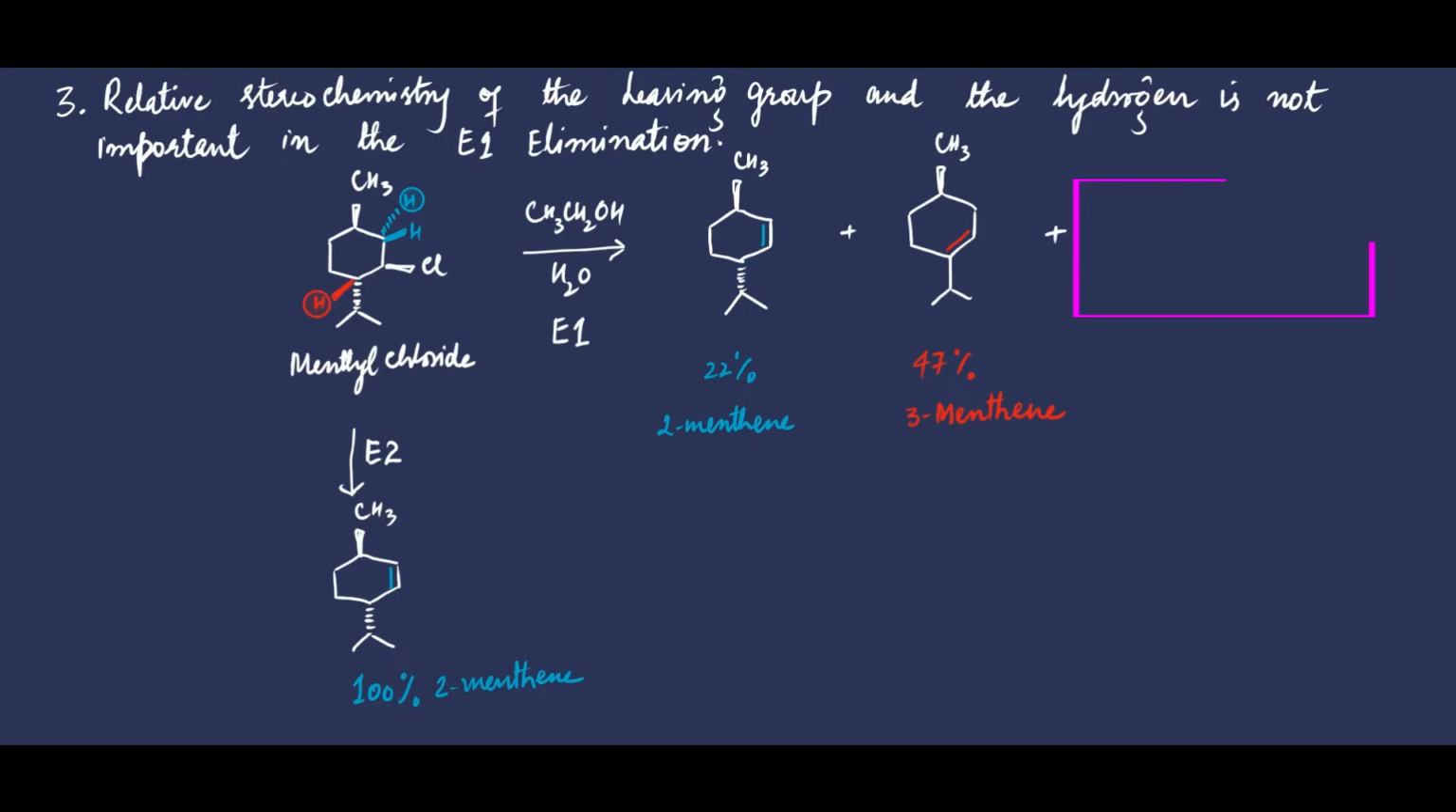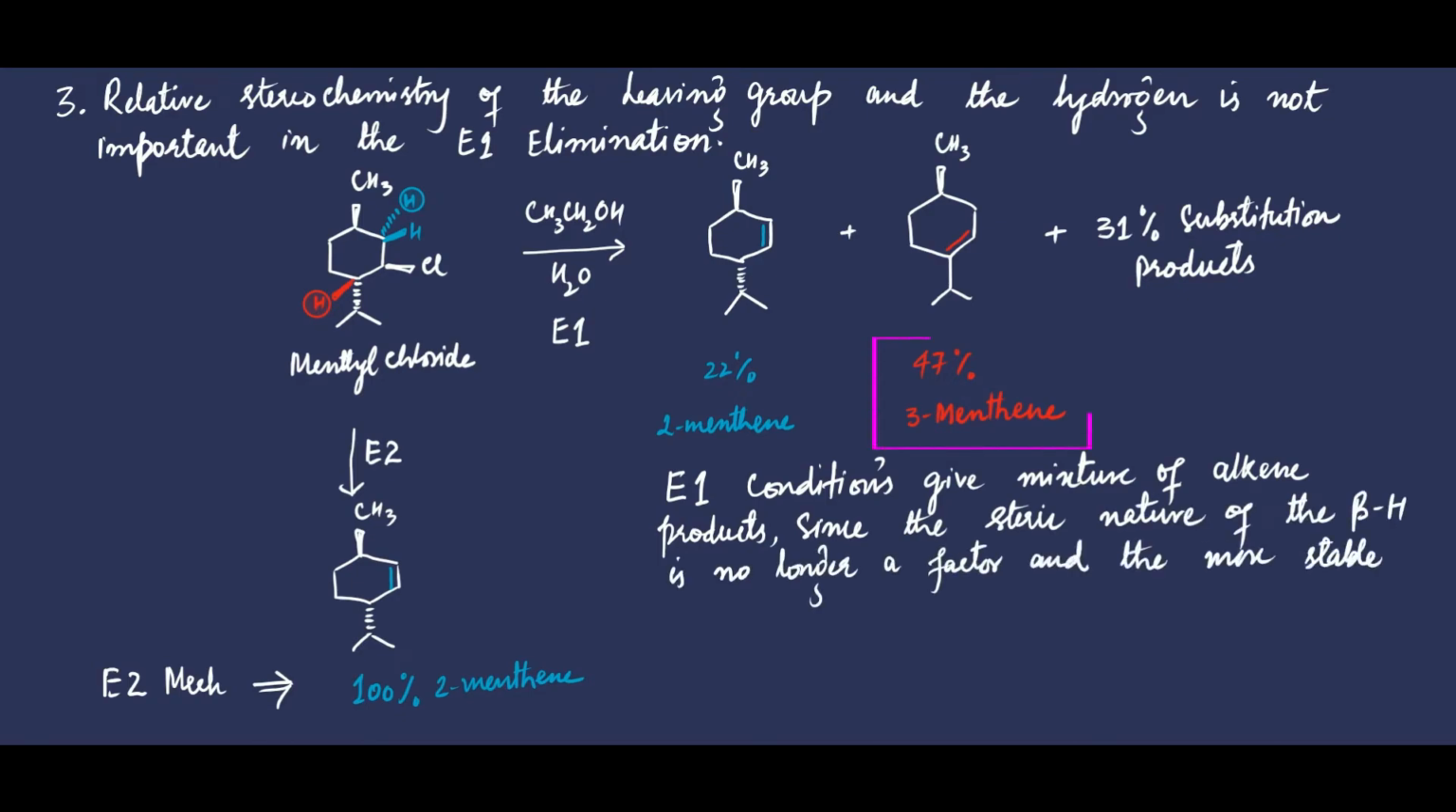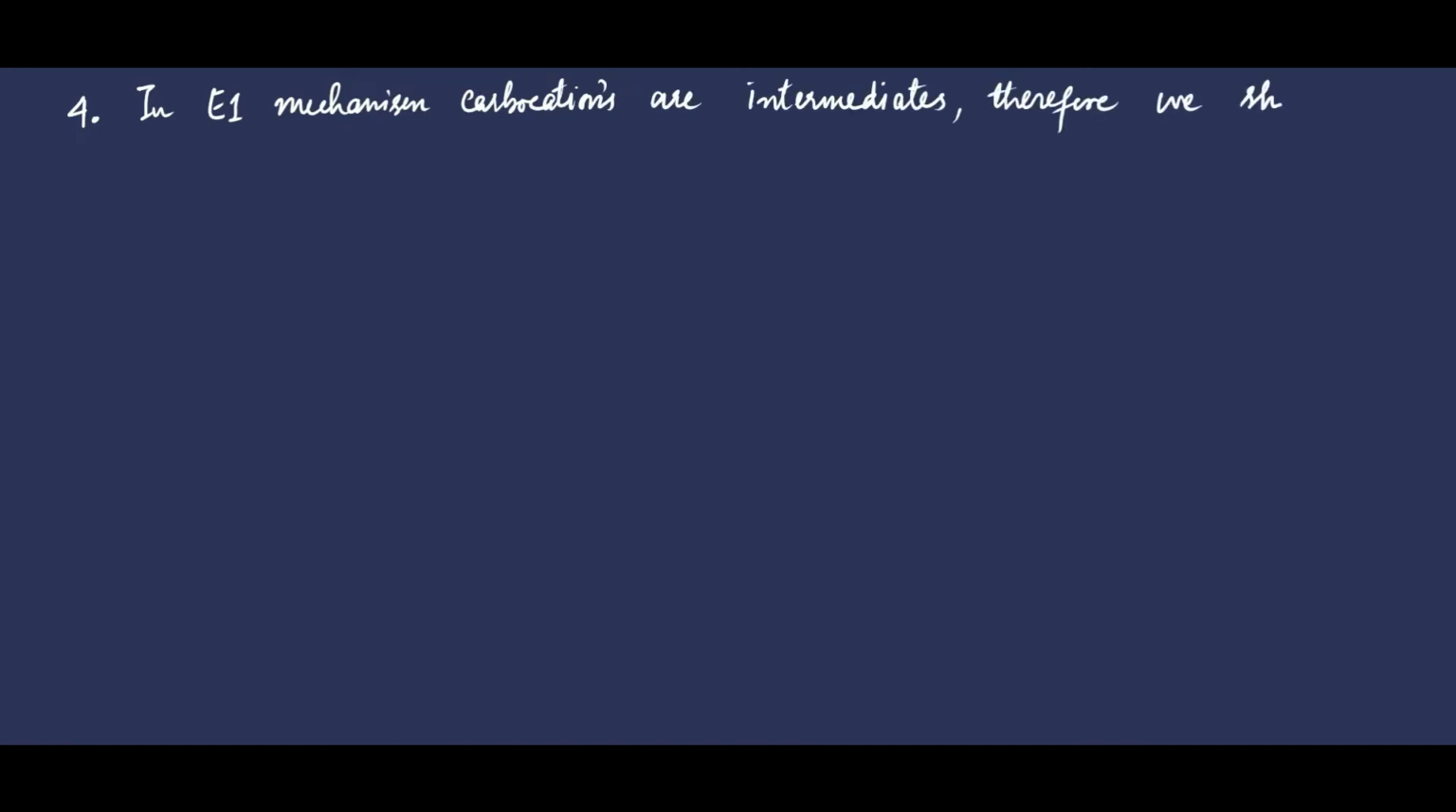The first-order reaction conditions will also give a good percentage of substitution products. Thus E1 conditions give a mixture of alkene products, since the steric nature of the beta hydrogen is no longer a factor, and the more stable alkene, the Zaitsev product, is predominantly formed. The fourth evidence is that, in the E1 mechanism, carbocations are intermediates. Therefore, we should expect rearrangements with suitable substrates.